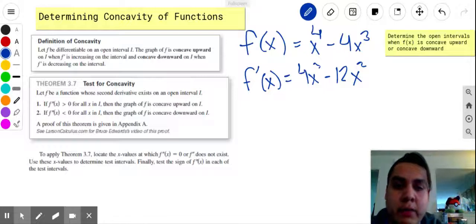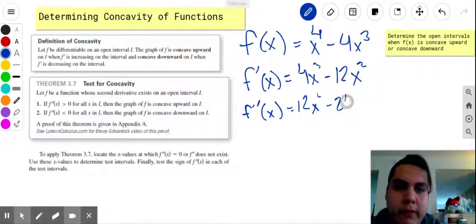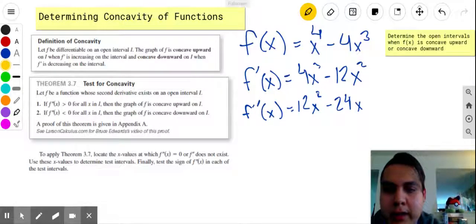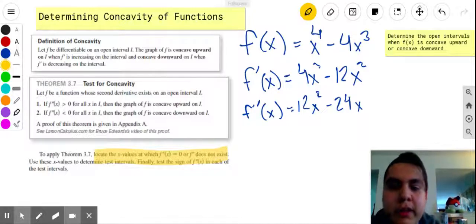Now I need the second derivative, so do it again. 12x squared minus 24x. All right. So the important part is if I'm going to try to figure out the concavity, I need to take my second derivative and look at the x values at which f double prime of x is equal to 0 or the second derivative does not exist.